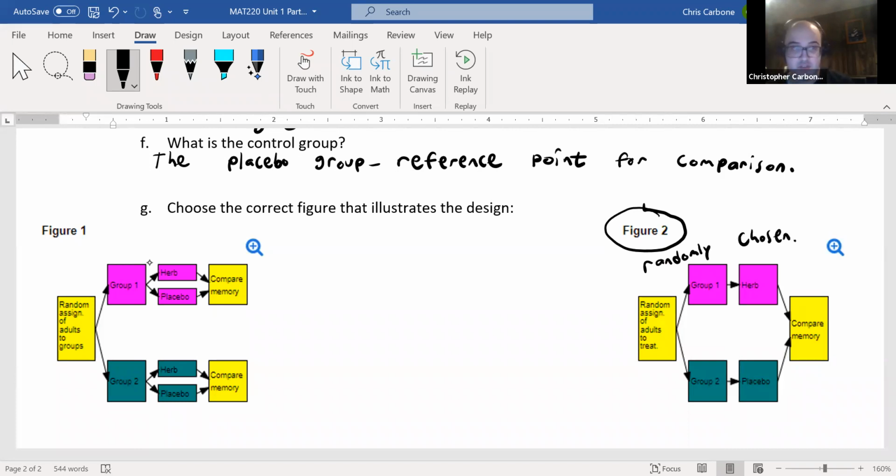With regards to the figure 1 on here, this one right here would be an example of that randomized block design, if that was what this question was for, which it is not. But just to point out, the randomized block design choice.